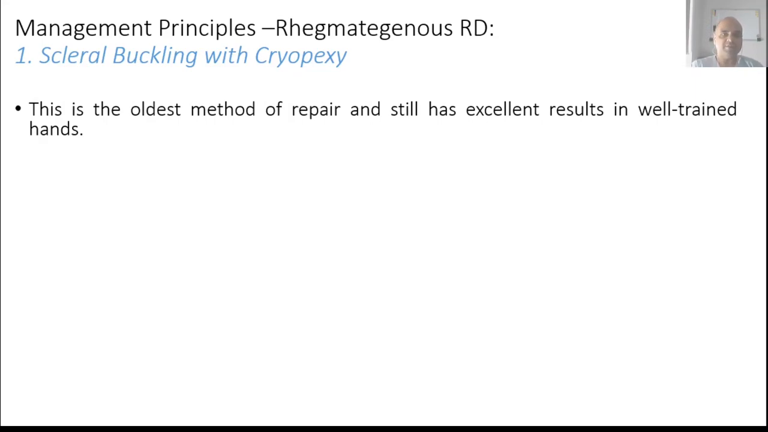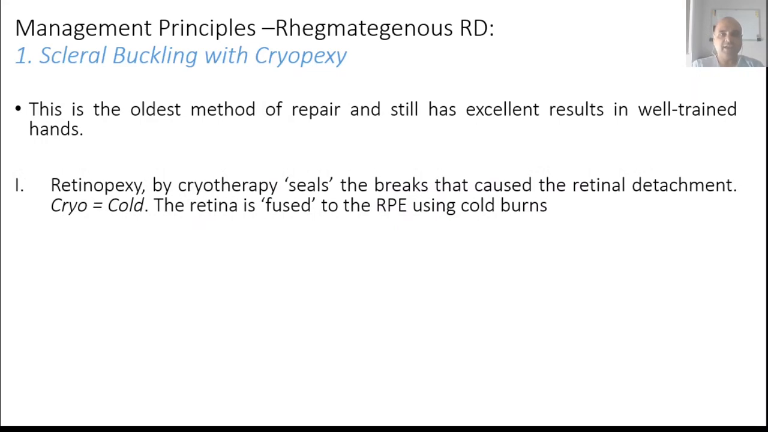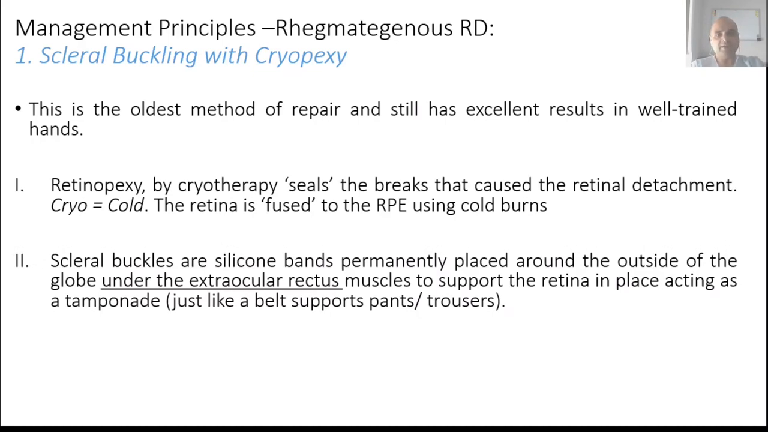This is the oldest method of repair, and still in expert hands, produces very good results. What we do is we use cold or cryo burns to seal the area around the break that caused the retinal detachment. We are using cold burns, like, you know, cold can cause burns, trench foot, frostbite. And the buckle is silicone bands, and they are tied from outside. It's like the belt that you put in your pants that holds the pants in place. So this buckle is holding the retina in place where it is weak.